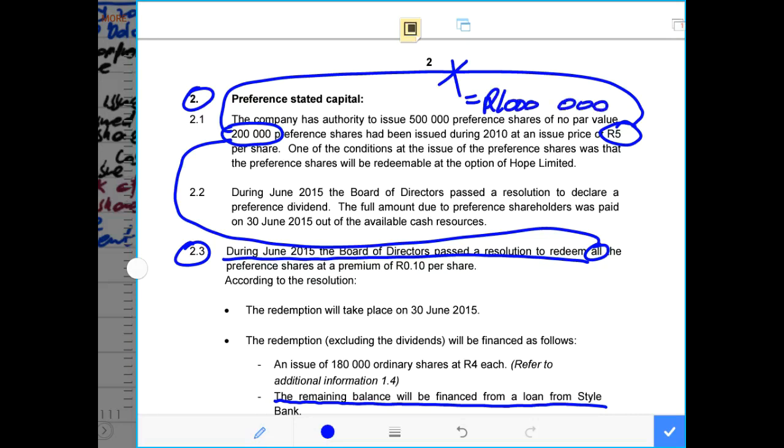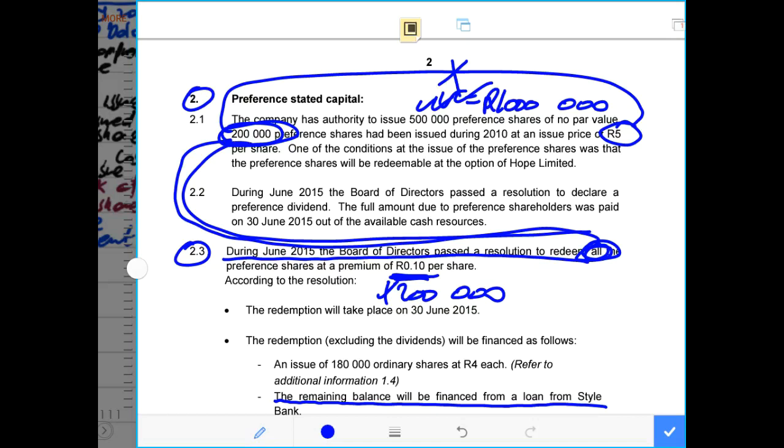And that was the confirmation of the same 1 million that you see in the trial balance. Then there was a premium of 10 cents per share, and you say times 200,000 because it is per share. How many shares are being redeemed? All of them, which is 200,000. That is all the preference shares that have been issued so far. However, the number available was 500,000. We did not issue all of them. Take note of that. We only issued 200,000 and redeemed all that was issued.